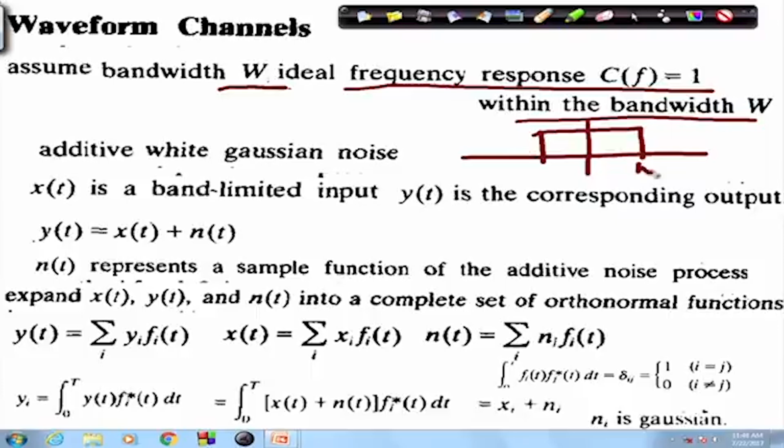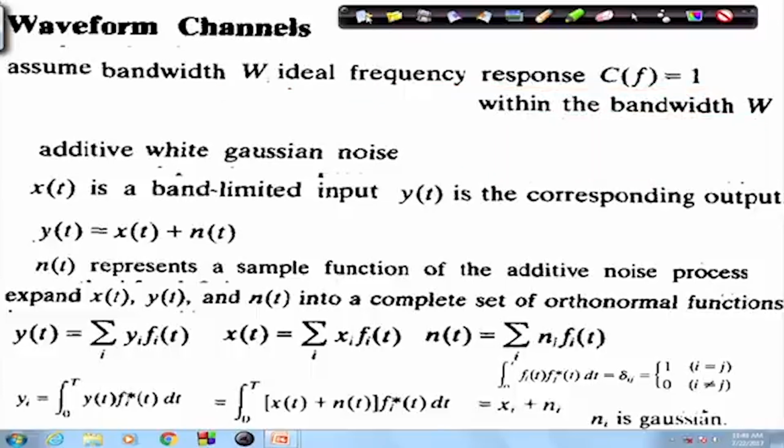So, this is W and this gain is 1, and x(t) is band limited and y(t) is the corresponding output. This is the band limited input because you have a certain bandwidth W, and y(t) is the corresponding output. Again you can see the additive white Gaussian noise. Here x(t) takes continuous values, y(t) takes continuous values. So, it is a continuous input, continuous output, and hence it is known as the waveform channel. And of course, n(t) represents the sample function of the additive white Gaussian noise process.